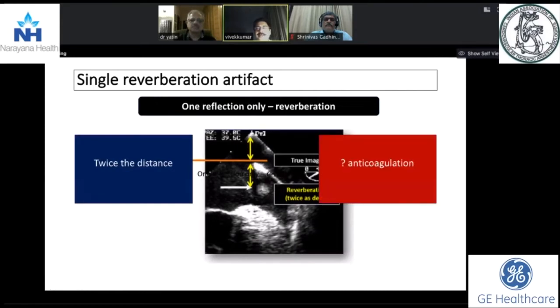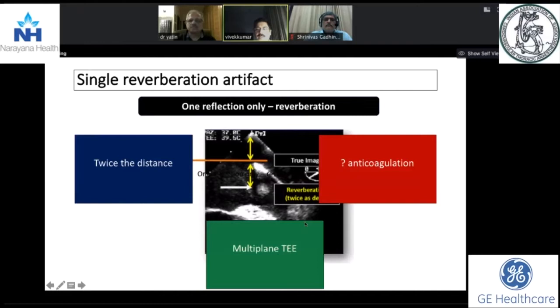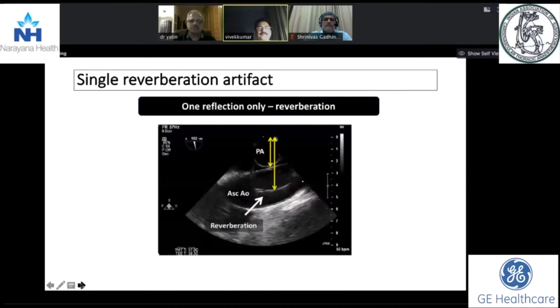So it's twice the distance, and the problem is it leads to false anticoagulation, and the resolution is use multiplane imaging in TEE, and you'll find that this doesn't occur. It occurs only at a particular place and a particular angle. Another common example is single reverberation artifact in the ascending aorta, the long axis view of the ascending aorta.